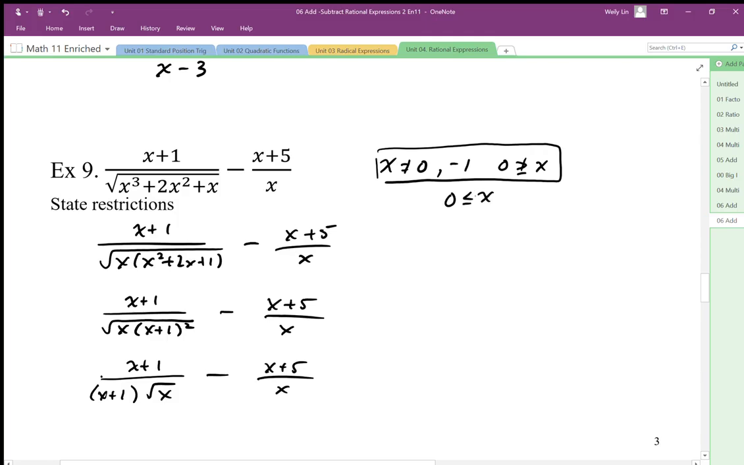So I'm not going to write it as a restriction. I'll write it as what x can be. X has to be positive, otherwise we'll end up with negative or dividing by 0.